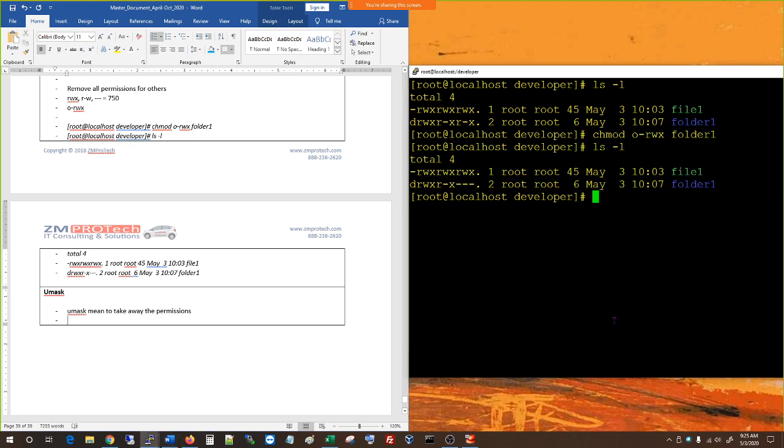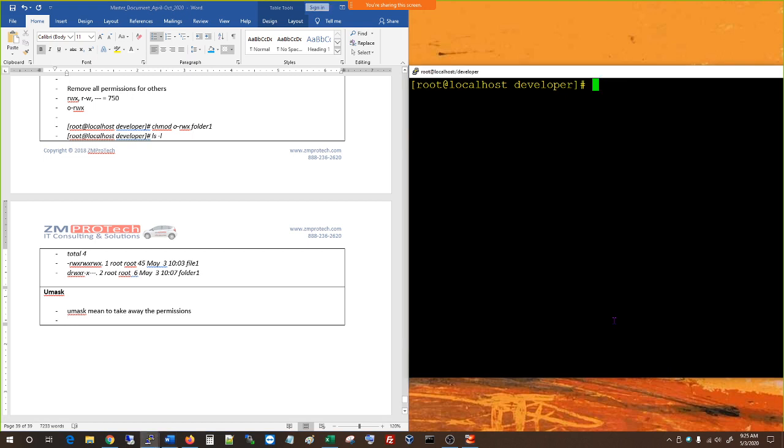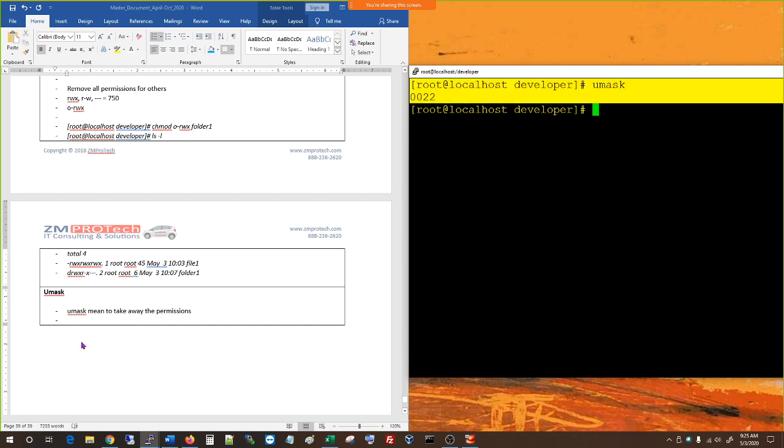Okay, so I'm gonna clear this. If I type umask, I get the umask option here, 0022. What is this 0022? We're gonna learn this.